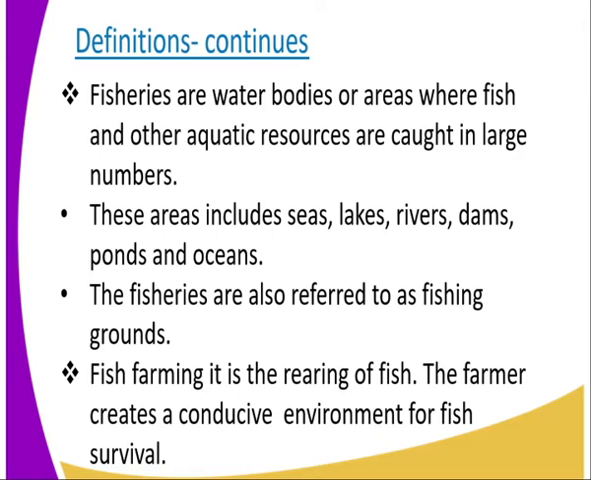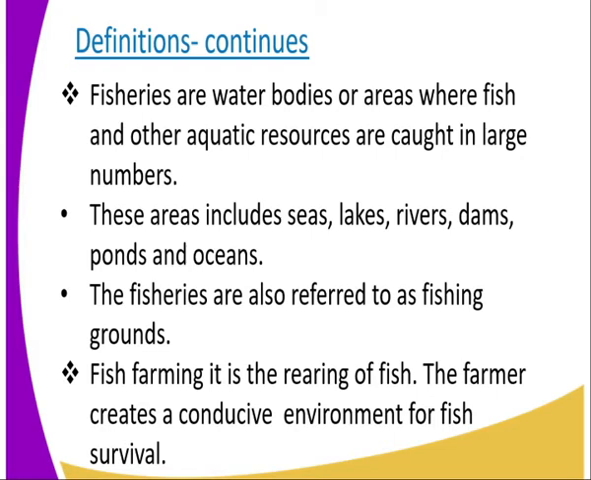And the fisheries are the seas, lakes, rivers, dams, ponds, and also the oceans. So it can be any of them. We can get a large number of fish and aquatic life from the seas, the lakes, the rivers, even dams, ponds, and also the oceans. The fisheries are also referred to as the fishing grounds.